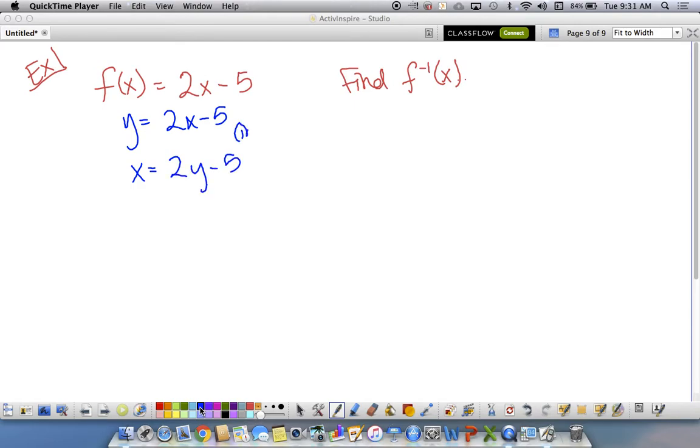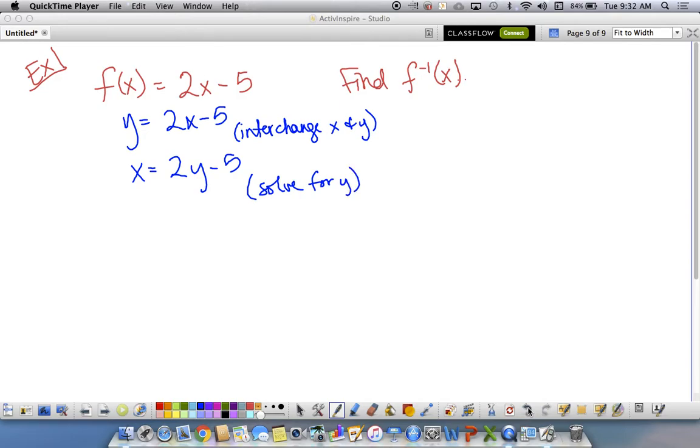So I'm going to put here interchange, if I can spell it, x and y. Means I'm switching. Where I see an x, I'm going to put a y. Where I see a y, I'm going to put an x. Okay, then I'm going to solve for y. Oh, I've got to get y by itself.